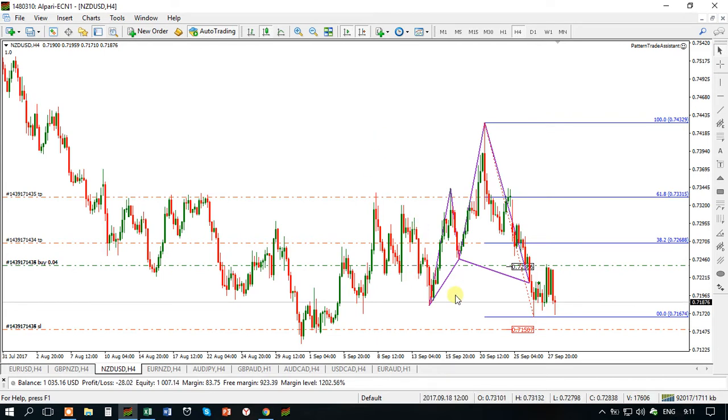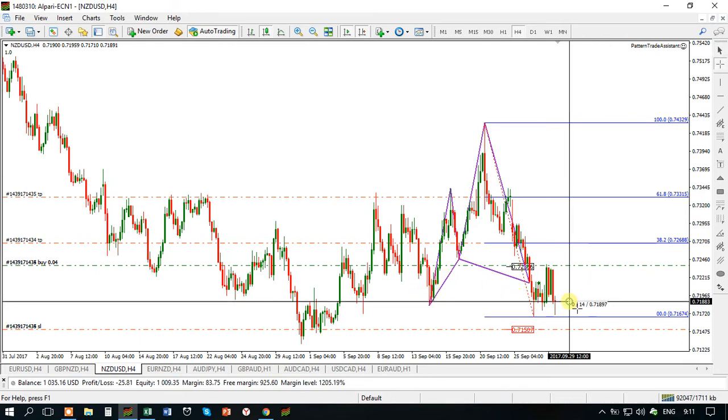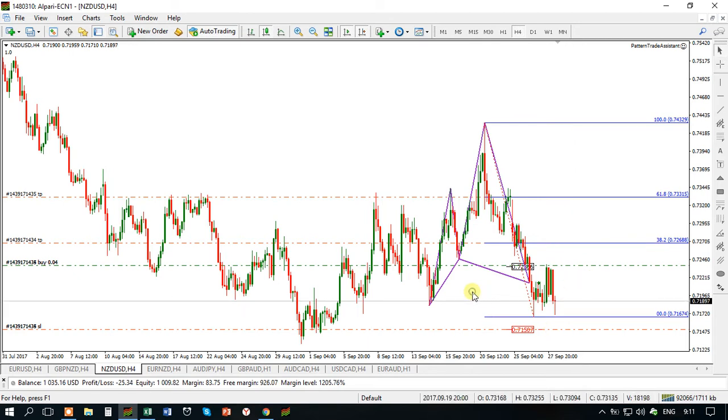So according to my rules, nothing wrong with that support. If I would see this kind of situation, and for example, I'm not in this trade yet, I would enter the market, and it would give me a better entry than the initial one. 80 pips versus 37, pretty good.